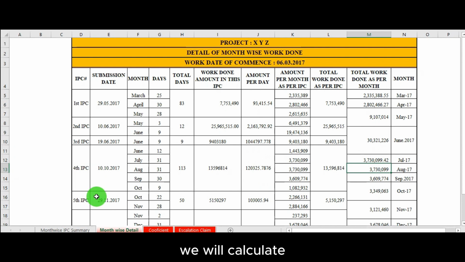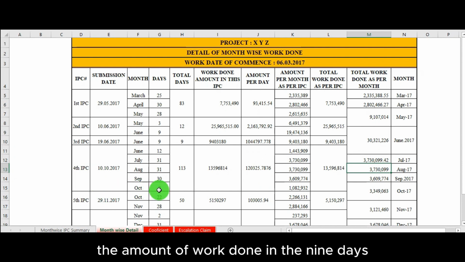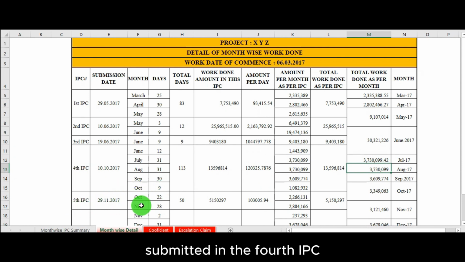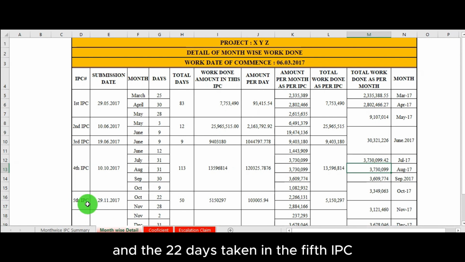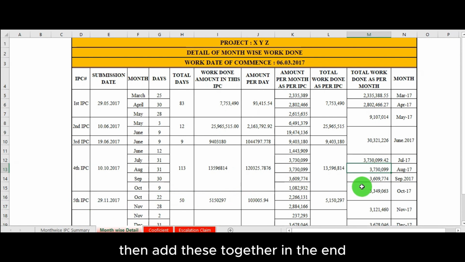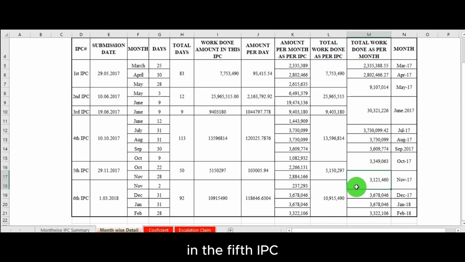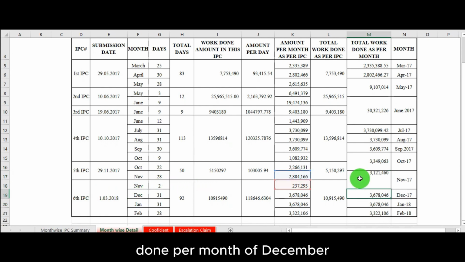For October, we will calculate the amount of work done in the 9 days submitted in the 4th IPC and the 22 days taken in the 5th IPC. Then add these together in the end. In the 5th IPC, calculate the 28 days of work in November and the 2 days of November in the 6th IPC and sum them up in the end. Similarly, calculate the amount of work done per month for December, January and February.